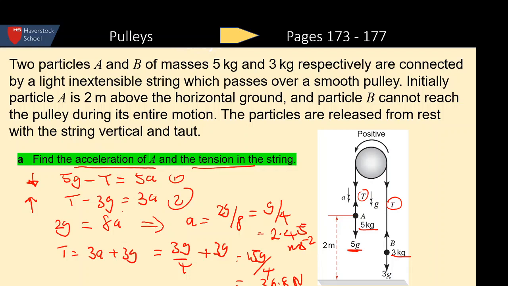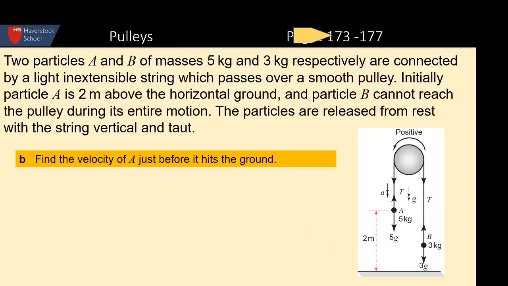Let's move on to part B. Find the velocity of A just before it hits the ground. How would you do that? Call upon your SUVAT equations. That's what you must do. Write down the SUVAT values for A. We know that A is 2 meters above, so we've got s equals 2. The system was released from rest, so our initial velocity is 0.